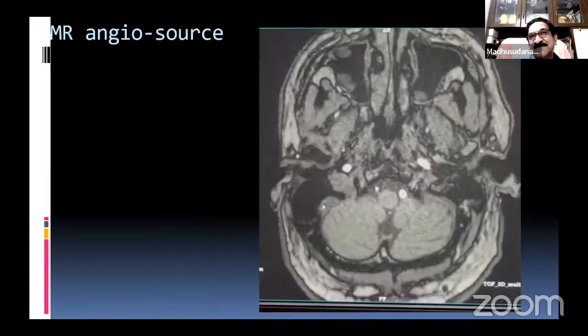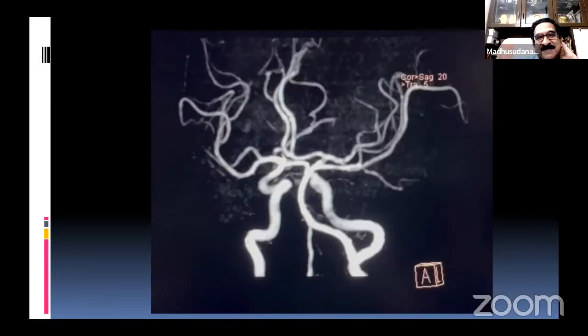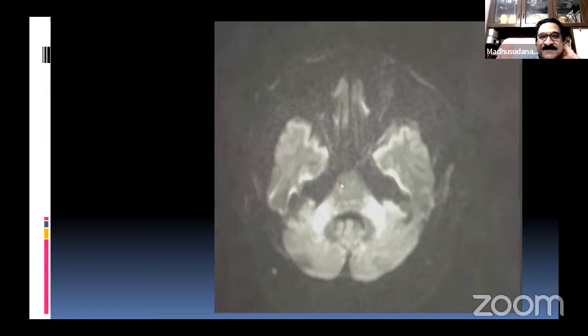But the presentation of FXTAS is like a fragile X tremor ataxia syndrome, a classical tremor ataxia syndrome. There's no tremor, no ataxia, and no progression. He's got episodes. But you got a point, I'll come to that later on. This is the MRI angio done, everything normal. So these are the clues: MCP hyperintensity.